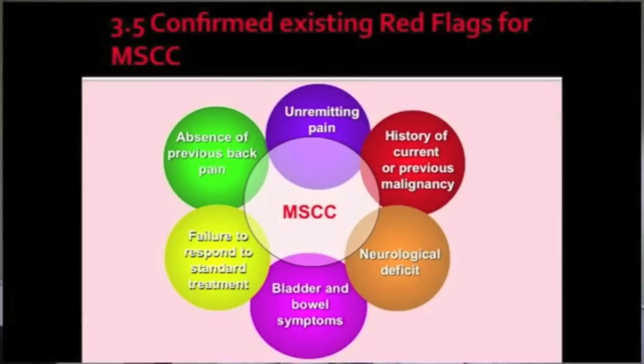The kind of results we found from this study were interesting in that they confirmed a number of the existing red flags for malignant spinal cord compression. So, for example, unremitting pain, history of current or previous malignancy, neurological deficit, bladder and bowel symptoms, failure to respond to standard evidence-based treatment, absence of previous back pain. These are all widely acknowledged already in the literature, and these were confirmed by our expert group.